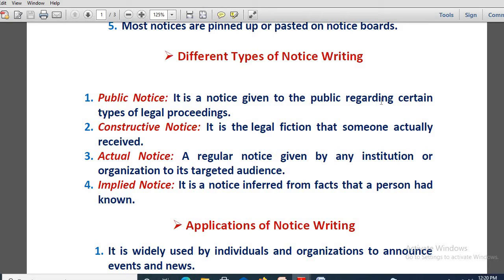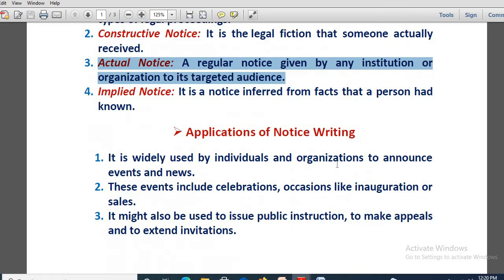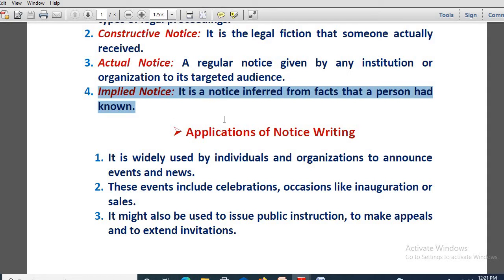Public notice, the name suggests what sort of a notice it is. It is given to the public regarding certain types of legal proceedings. That is known as public notice. Constructive notice is the legal fiction that someone actually received it. Actual notice is a regular notice given by any institution or organization to its targeted audience. This is the one we will be studying. Implied notice is a notice inferred from facts that a person had known. That is known by the term implied notice.